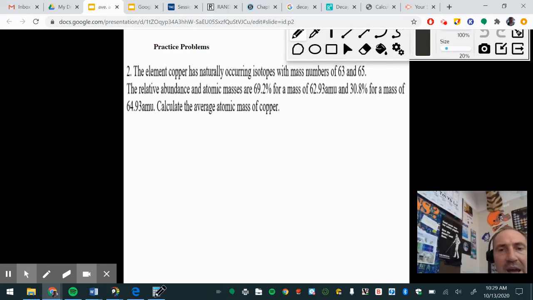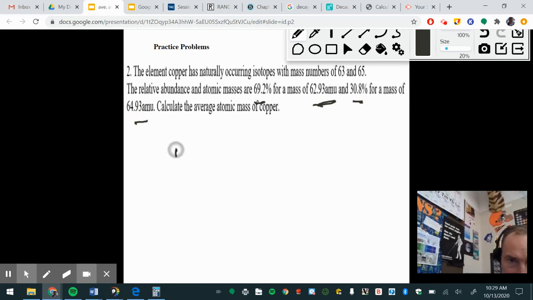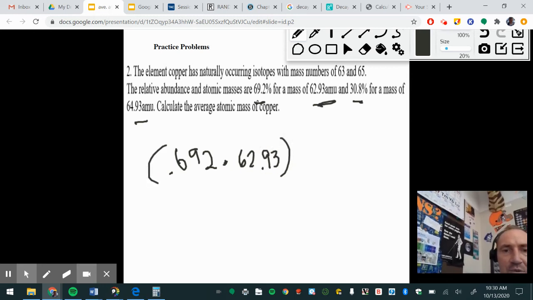Okay, so you're going to take the mass times the percent and the mass times the percent for this one. So it's going to look like this, 0.692 times 62.93. Again, that's the mass times the percent, plus 0.308 times 64.93. Okay, and then it equals.